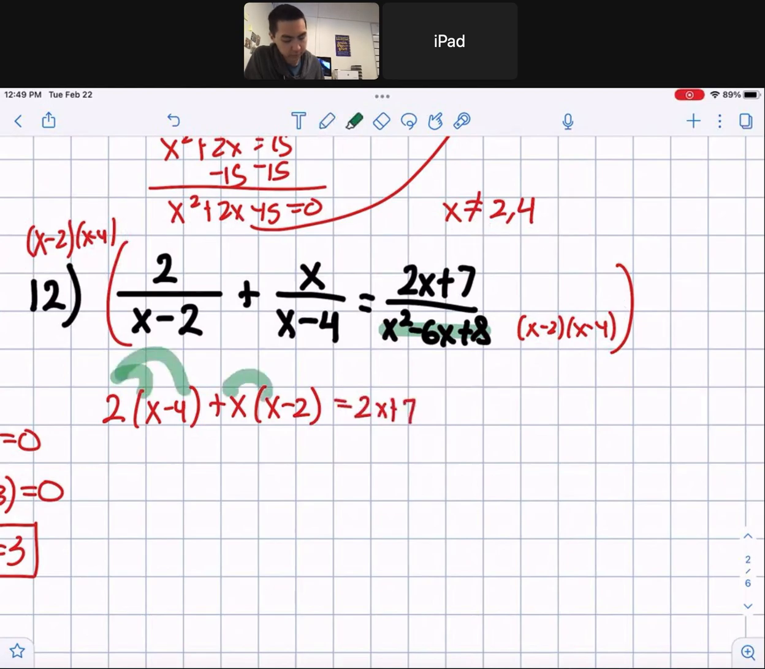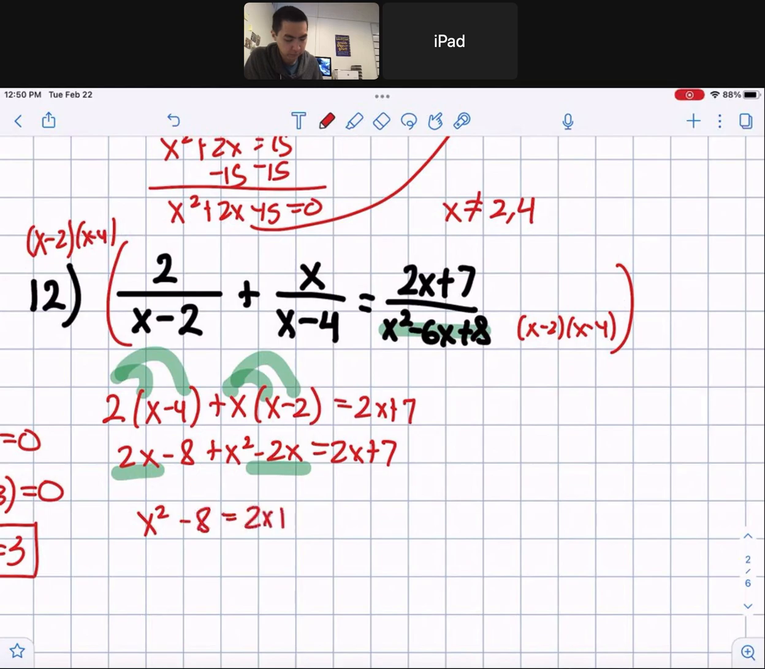Let's distribute. So we get 2 times x is 2x, 2 times negative 4 is negative 8. X times x is x to the second. X times negative 2, negative 2x equals 2x plus 7. So combine like terms first on the left hand side. So we get x squared. 2x minus 2x cancel, you guys. So we get minus 8 equals 2x plus 7.